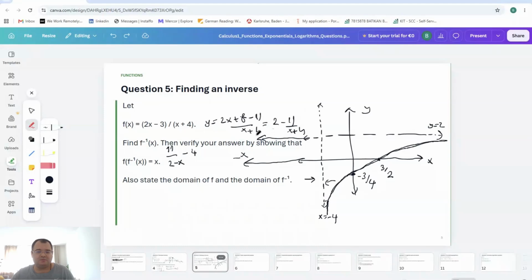So you can draw that graph like so. When x goes to minus infinity, it is getting closer and closer to 2. When x gets closer and closer to minus 4 from the left direction, it's going to plus infinity. So you have two portions of this graph.